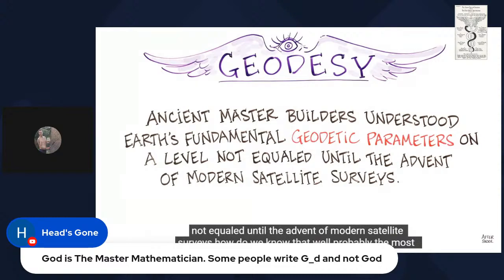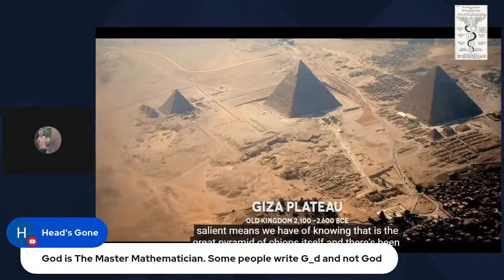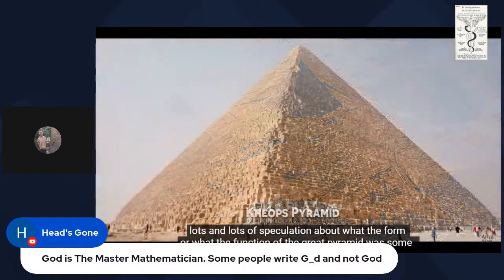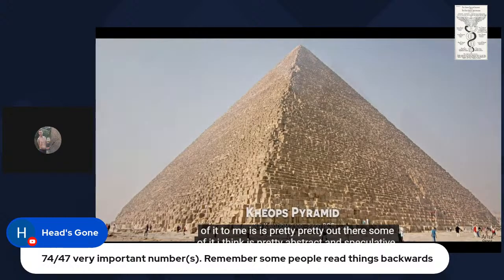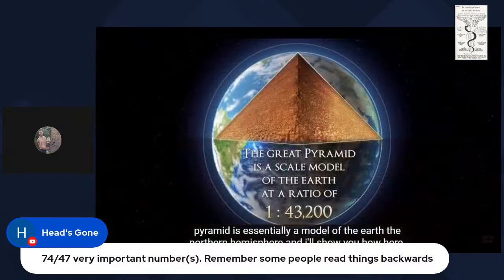How do we know that? Well, probably the most salient means we have of knowing that is the Great Pyramid of Cheops itself. And there's been lots and lots of speculation about what the form or function of the Great Pyramid was. Some of it to me is pretty out there. Some of it I think is pretty abstract and speculative. What I've always thought does make the most sense and has the greatest credibility is that the pyramid is essentially a model of the Earth, the northern hemisphere. And I'll show you how here.